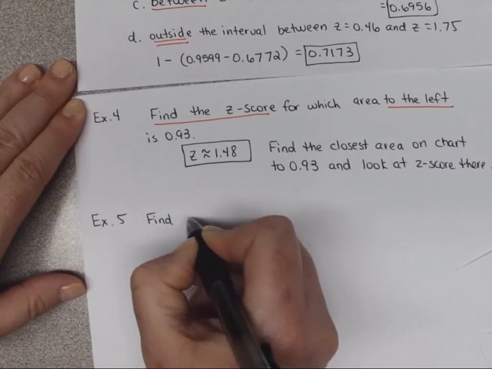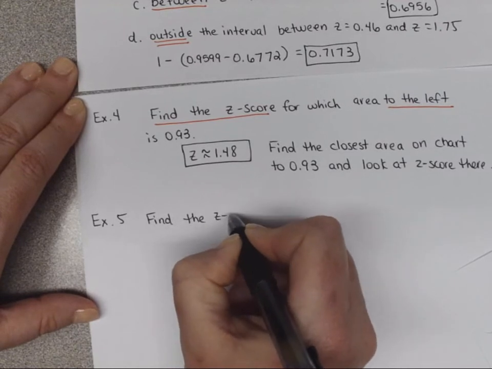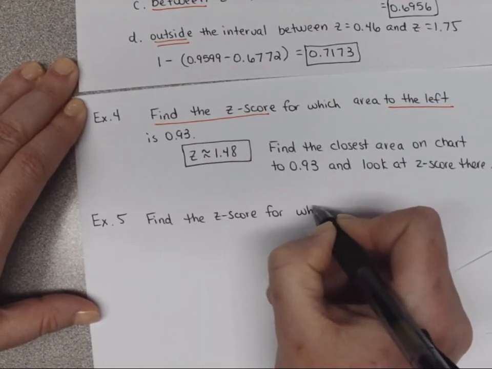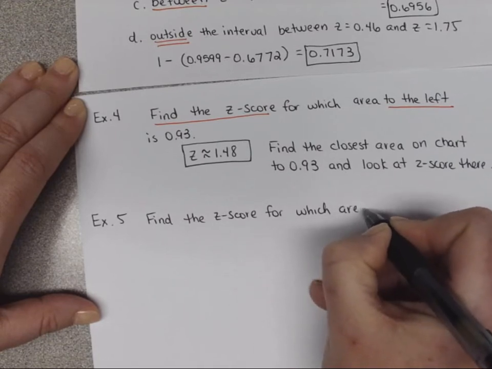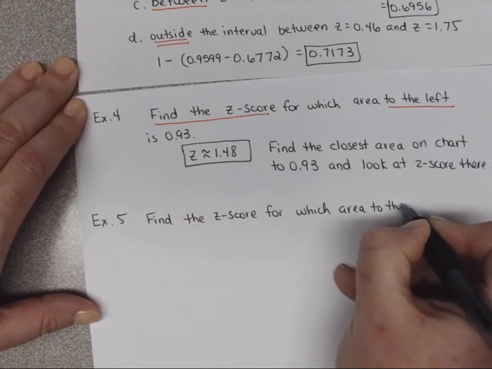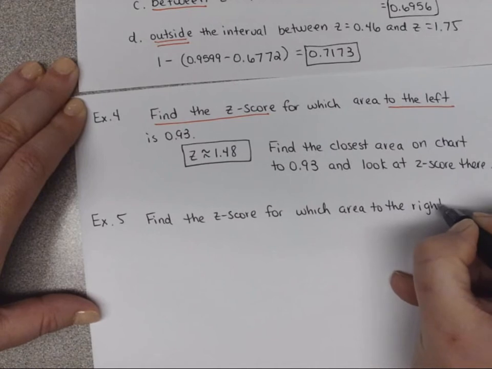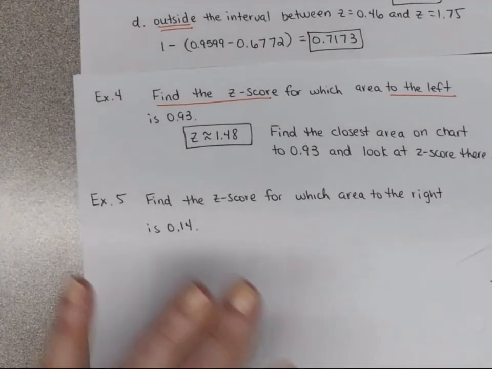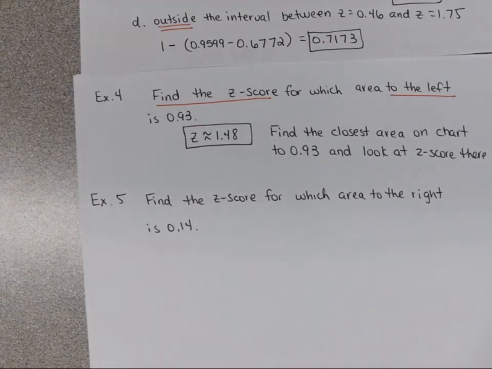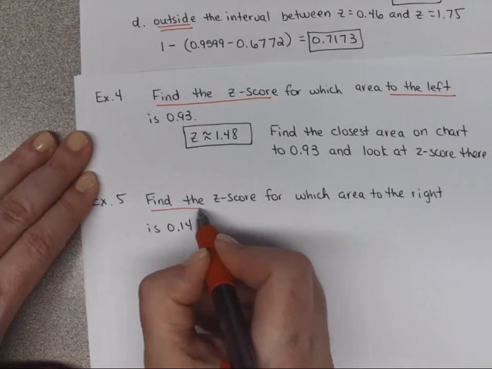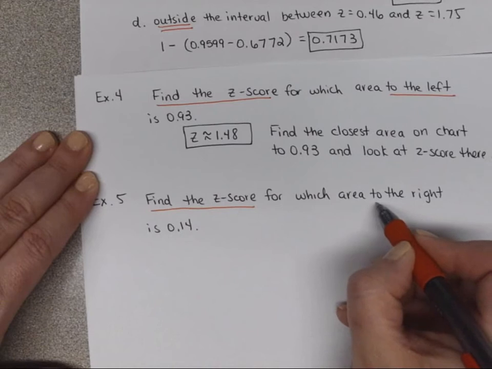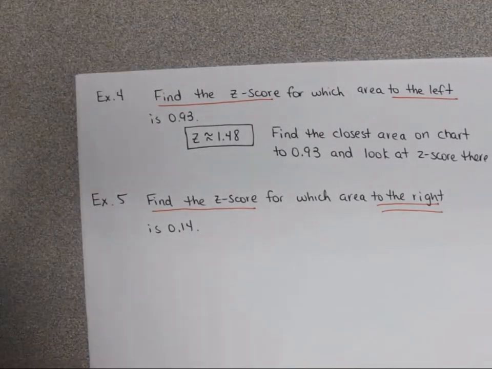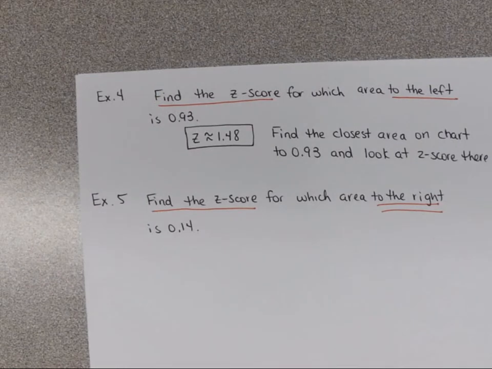What if I asked you to find the z-score for which the area to the right is 0.14? Okay, so similar question to example 4, right? I'm asking you to find the z-score, but this time I'm saying the area is to the right. Okay, so that is significant, because the chart doesn't read to the right. The chart reads to the left.